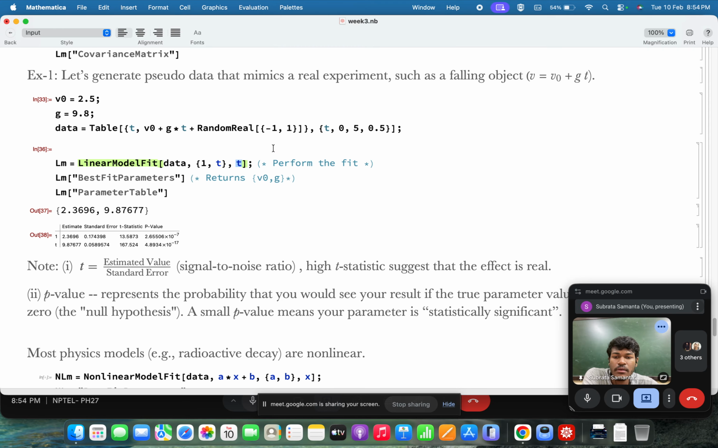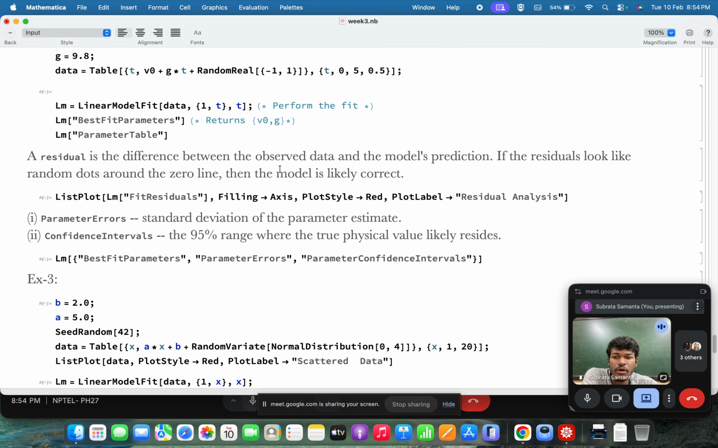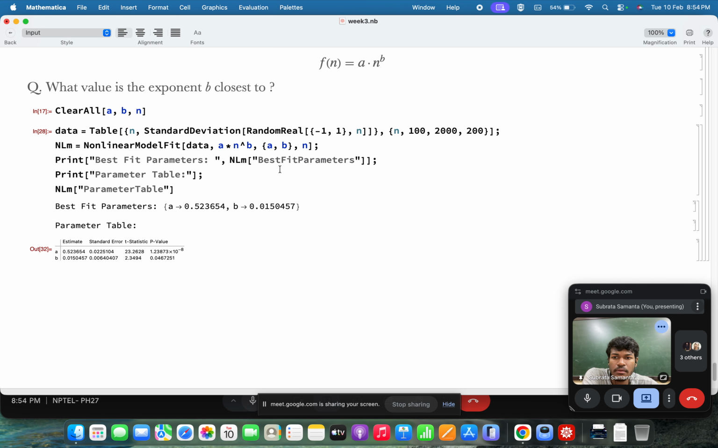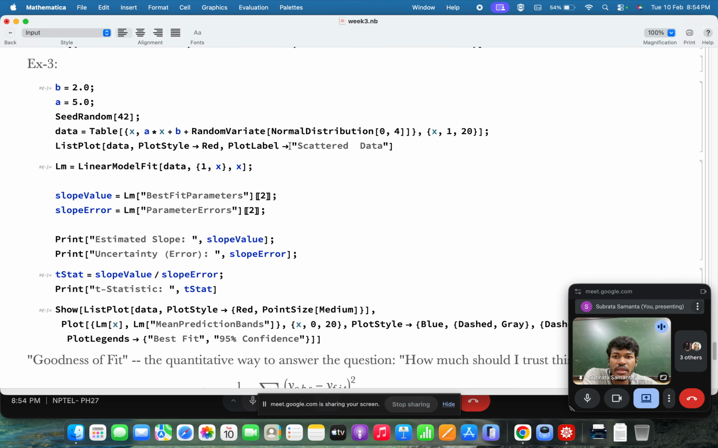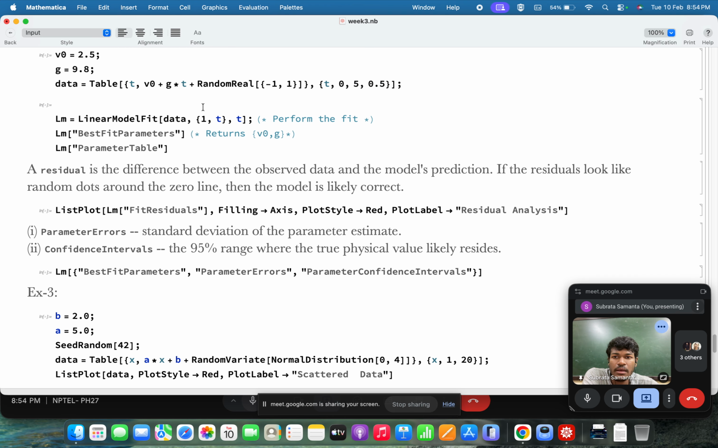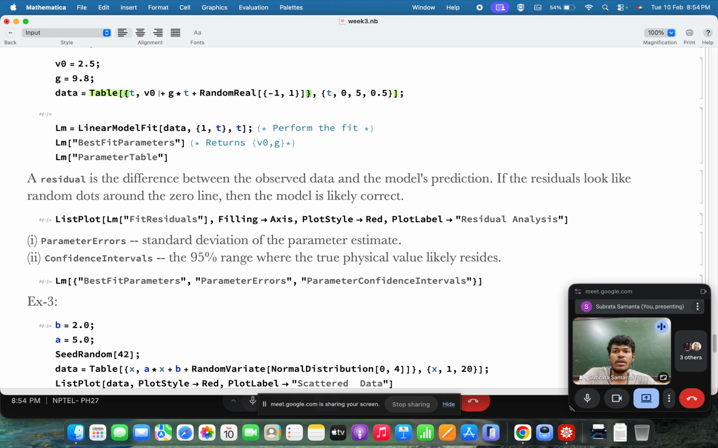But in the nonlinear case, we first assign the data, then the function, the variable, and the parameters a and b. So, you see here I assign the parameters a and b, but here I am not assigning v naught and g. Rather, I assign 1 and t, because this is my v naught times 1 and this is g times t. Because this is a linear function, you can assign it this way.